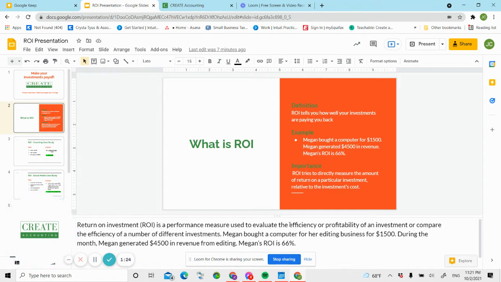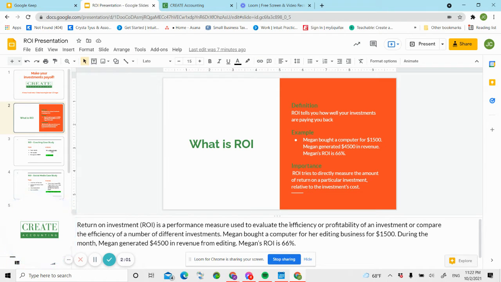You have to have the money first. When it comes to the chicken and the egg situation, you have to have the money first to grow a sustainable business. Now, when she purchases the computer, she then is able to create really great content, edit really well, and she uploads that video, or she sends those edits to a client, and she generates $4,500 in revenue. Okay. So if we take those numbers, we come to an ROI of 66%.